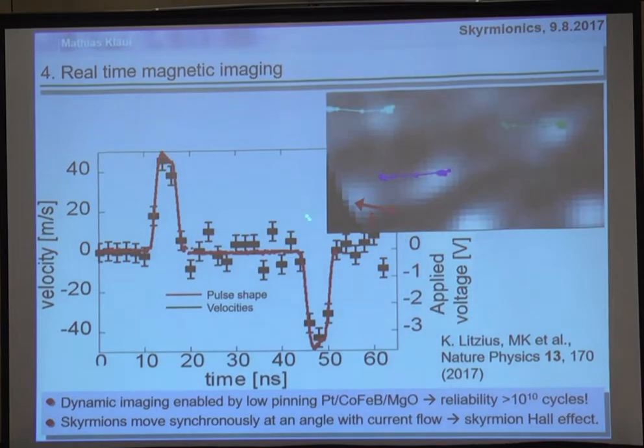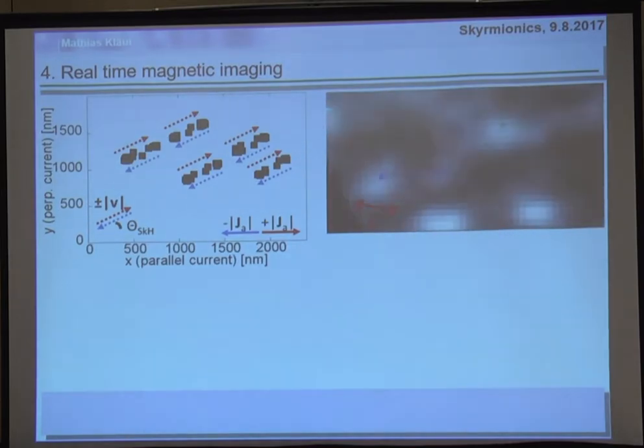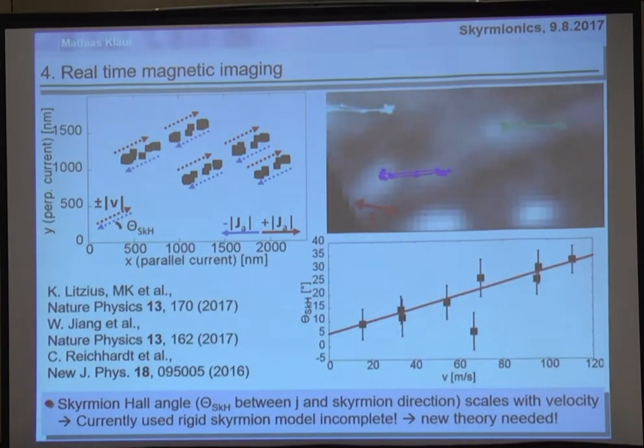However, if you look at the current direction and the skyrmion motion direction, you see it's also at some angle. We plot the current flowing right to left, the skyrmions all move in the same direction, but at an angle, the so-called skyrmion Hall angle. This was predicted a long time ago using a rigid skyrmion model, that the skyrmion Hall angle depends on size. However, what was not predicted and was found both by Axel's group and our group is that the skyrmion Hall angle actually changes with velocity over time.